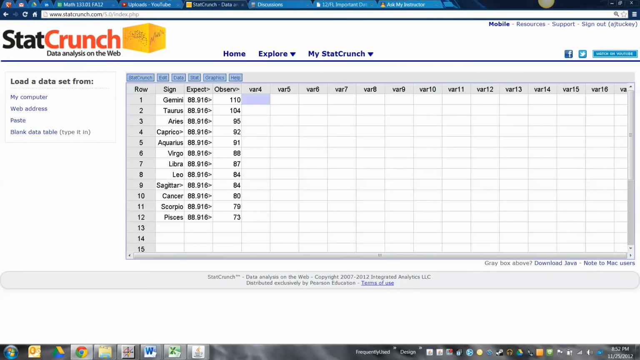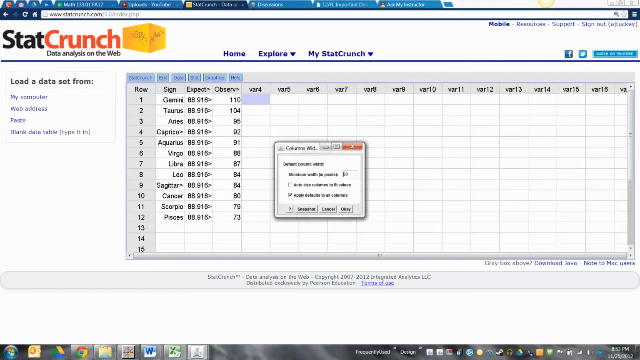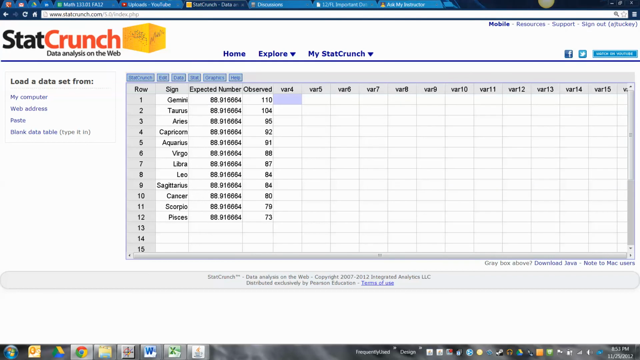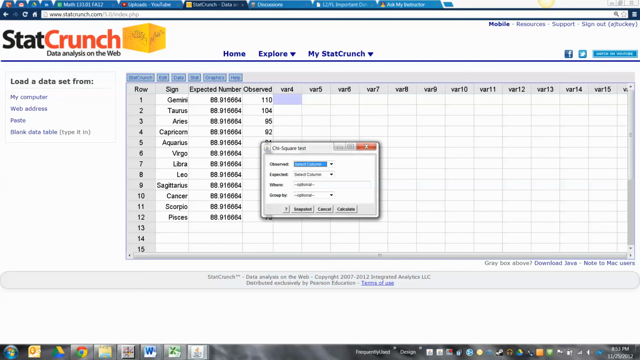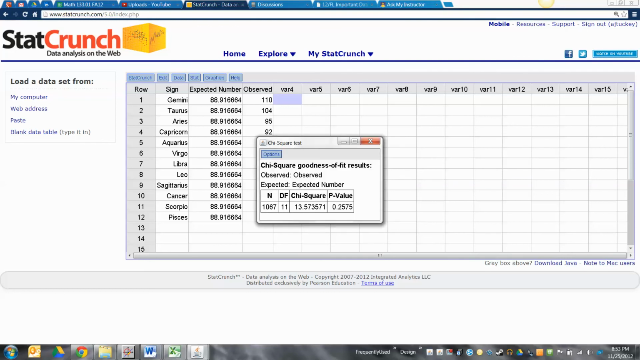There we go. Okay, so now I go to Stat. Actually, let me also make these wider so you can see. All right, Stat. And let's see, goodness of fit. Look at that right there. Chi-square test. Your observed is in, oh, we did need them all. Your observed is in the observed column. Your expected is in the expected number column. And you click calculate. And there it is.